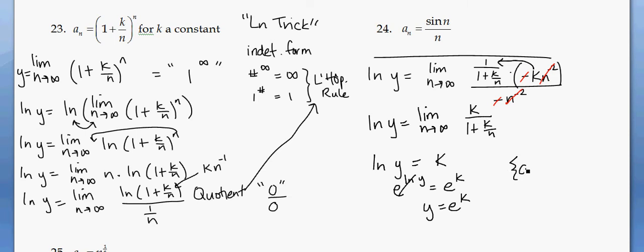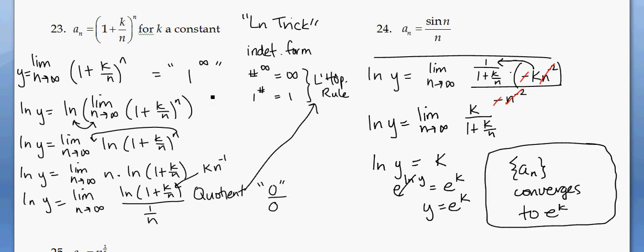So we would say that this sequence a sub n converges to e to the k. And notice that we did this problem in general in terms of k. So if I were to replace this with like a 2, then we know that the sequence would converge to e squared. Or if I change it to a 3, it converges to e cubed, etc. So we've done it in general.